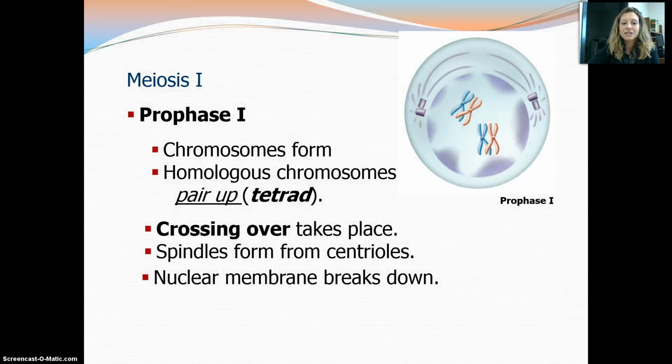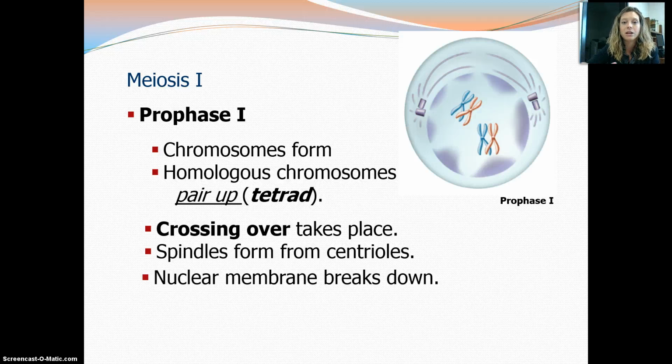Okay, so in prophase 1, I want you to put a big old star, and then I want you to highlight, and then I want you to circle, whatever you need to do to indicate that prophase 1 is incredibly important, because the big things happen in prophase 1 that do not happen in prophase of mitosis.